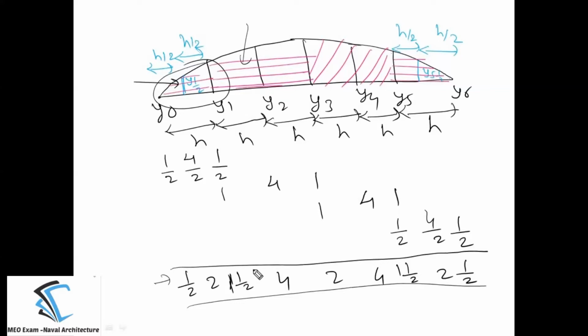So the crux of this numerical is only to find out the Simpson's multiplier. Once you know how to calculate the Simpson's multiplier, the rest of the thing is only multiplication and addition of the numbers. That's all. Nothing else is there. I hope everything is clear to all of you.